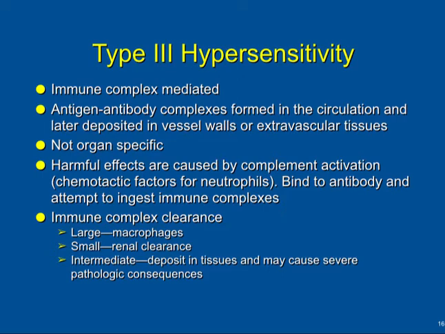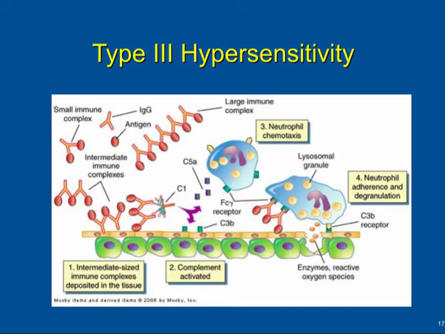Once again, you have all these chemotactic factors, and it mounts that immune response and can cause tissue damage. This is just an example. It looks pretty complicated when you look at this image, and the big thing is to look at where it says number 1, immune complexes deposited in the tissue. Then you have that complement system activated. Then you end up with chemotaxis, where you get neutrophils and all those inflammatory mediators going there, and then neutrophil adherence and degranulation. This is what causes tissue damage in those areas as well.